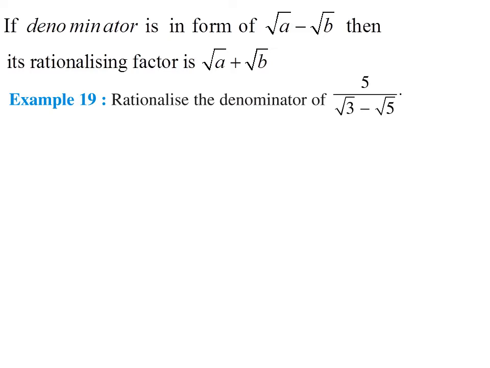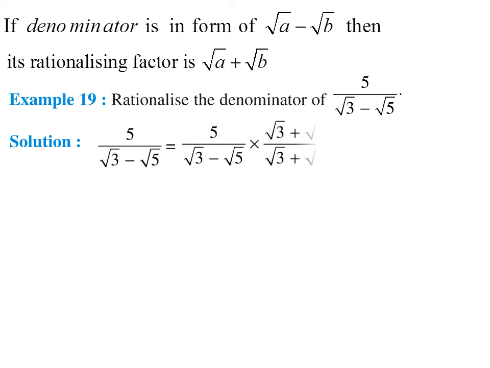So again we have seen the given question, and will apply the following formula. In the solution, we have to multiply and divide by root a plus root b. So my question is 5 divided by root 3 minus root 5. In the next step I will multiply and divide by root 3 plus root 5. In the numerator it will become 5 into root 3 plus root 5, and the denominator is 3 minus 5. How will it become 3 minus 5?